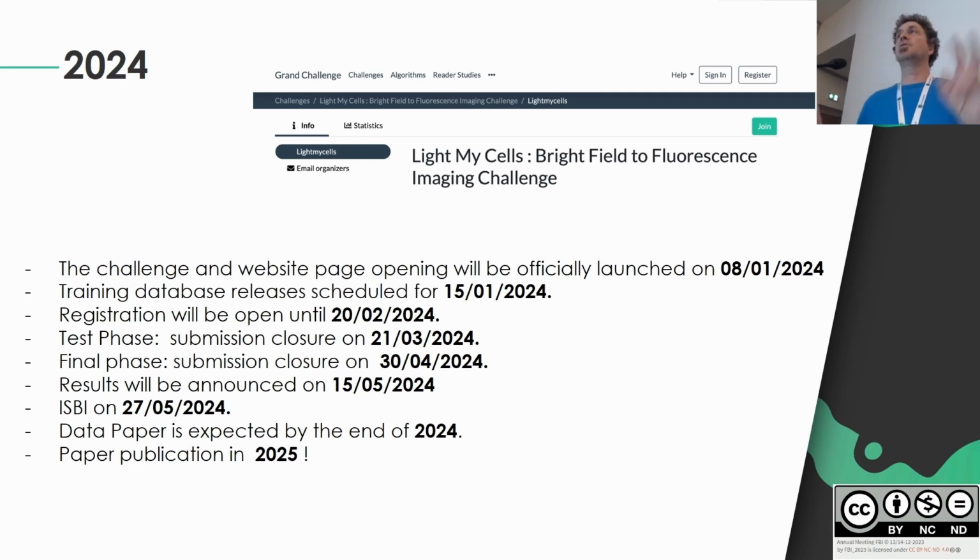In this case, they submit the weights of the deep learning model, and these will be evaluated in the final phase by the 30th of April. Okay, and we will announce the results 15 days later. And the idea is to present the results of the challenge at ISB in Athens at the end of May. We don't yet have the answer from ISB. I think it will be tomorrow or the day after tomorrow. So we hope that we will be selected. Otherwise, everything will be a bit disturbed, but that doesn't matter.